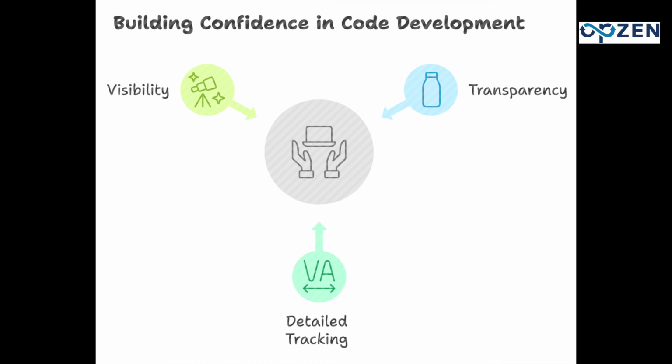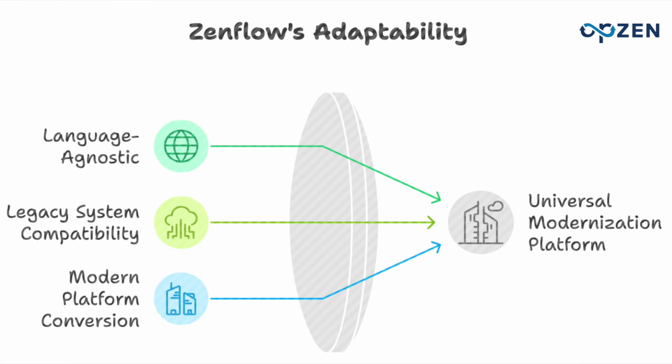ZenFlow maintains complete transparency throughout the entire process. You can see exactly what changed, why it changed, and how it was fixed. This end-to-end visibility builds confidence and makes compliance and auditing effortless. Finally, ZenFlow is language agnostic and can convert code into modern platforms. This flexibility makes ZenFlow a truly universal modernization platform, adaptable to any enterprise environment.